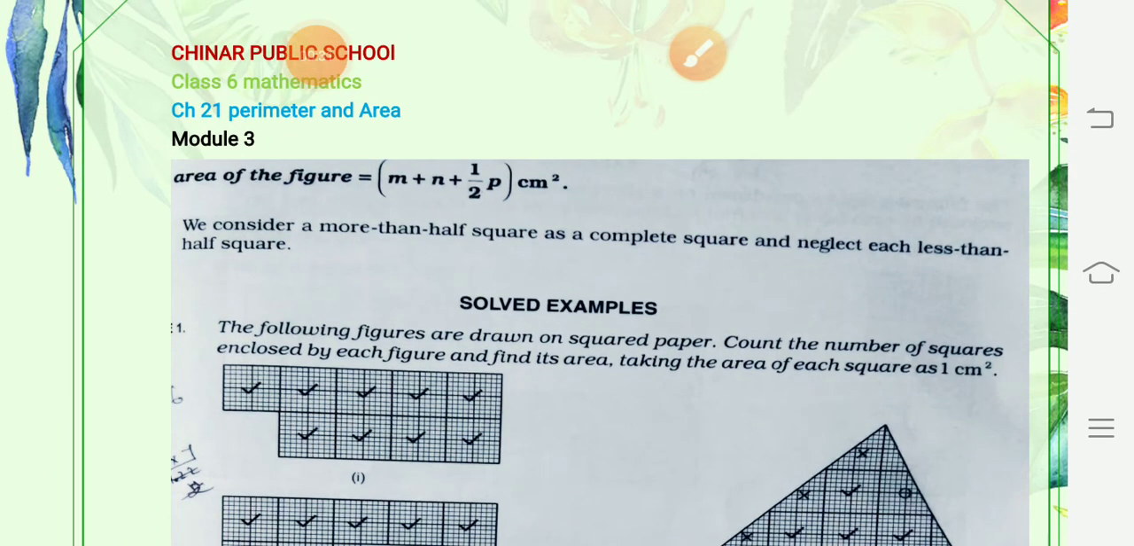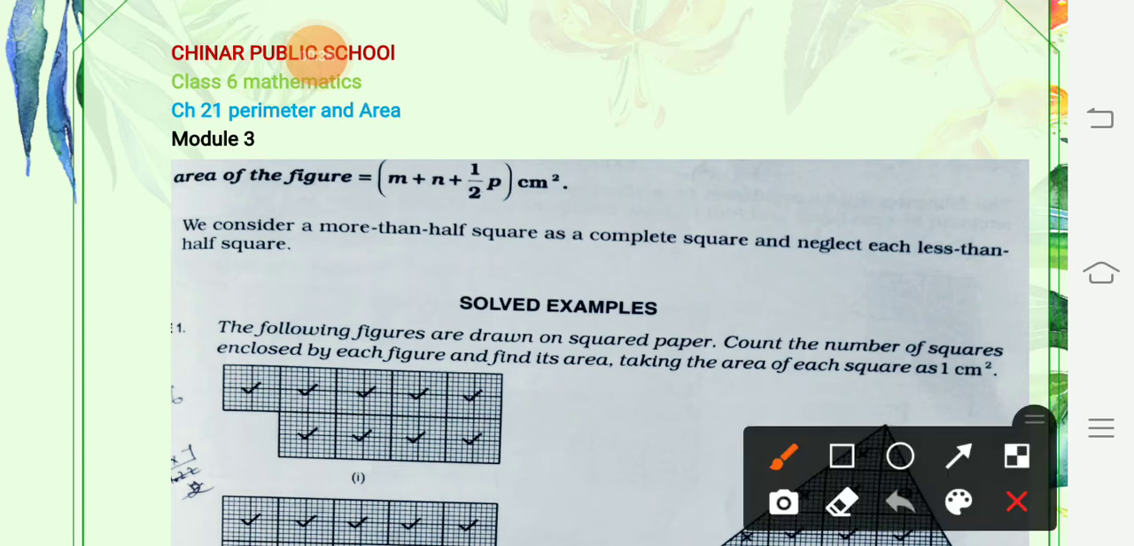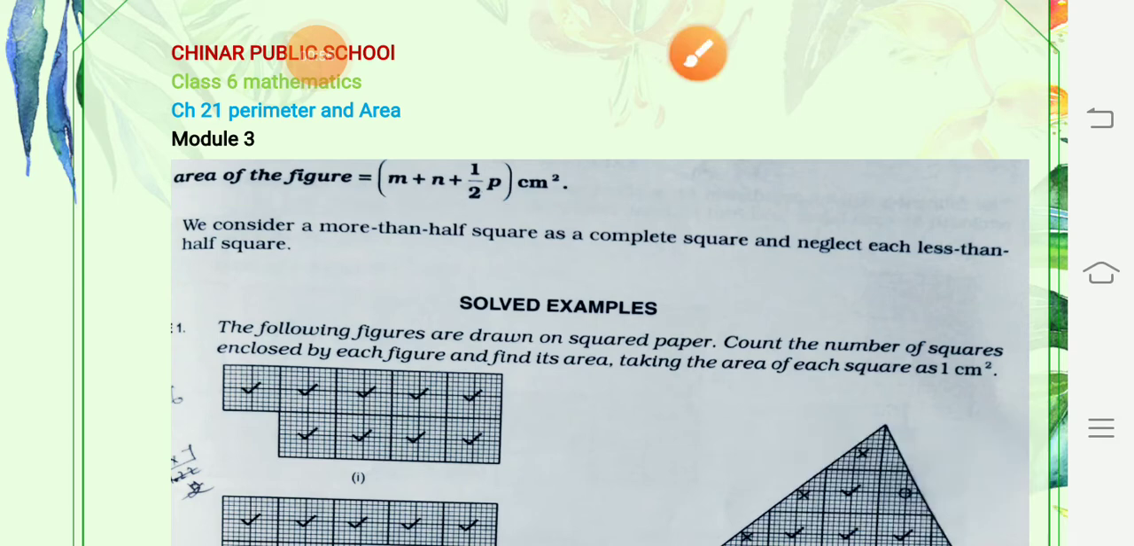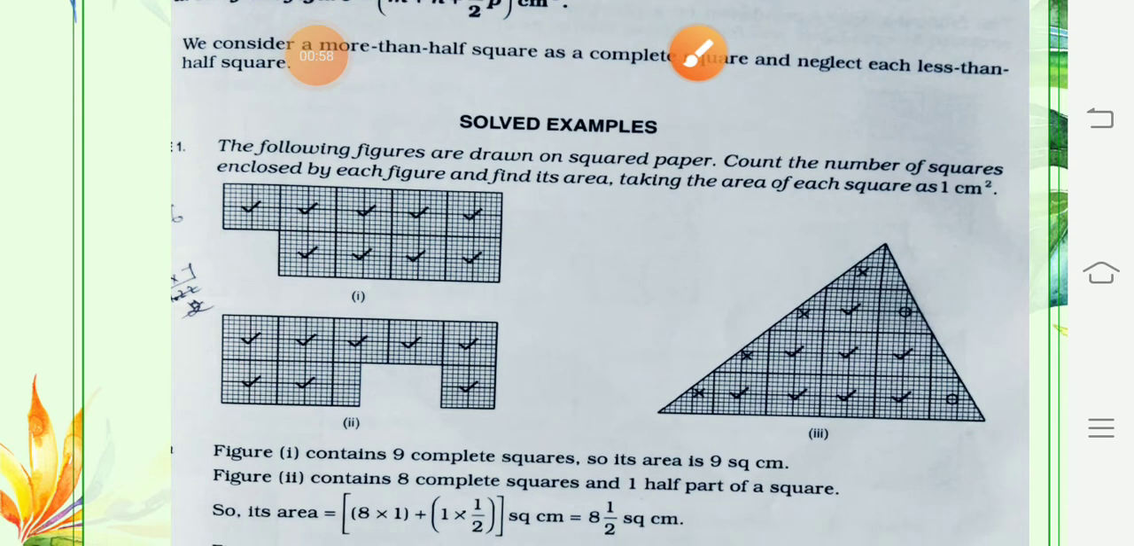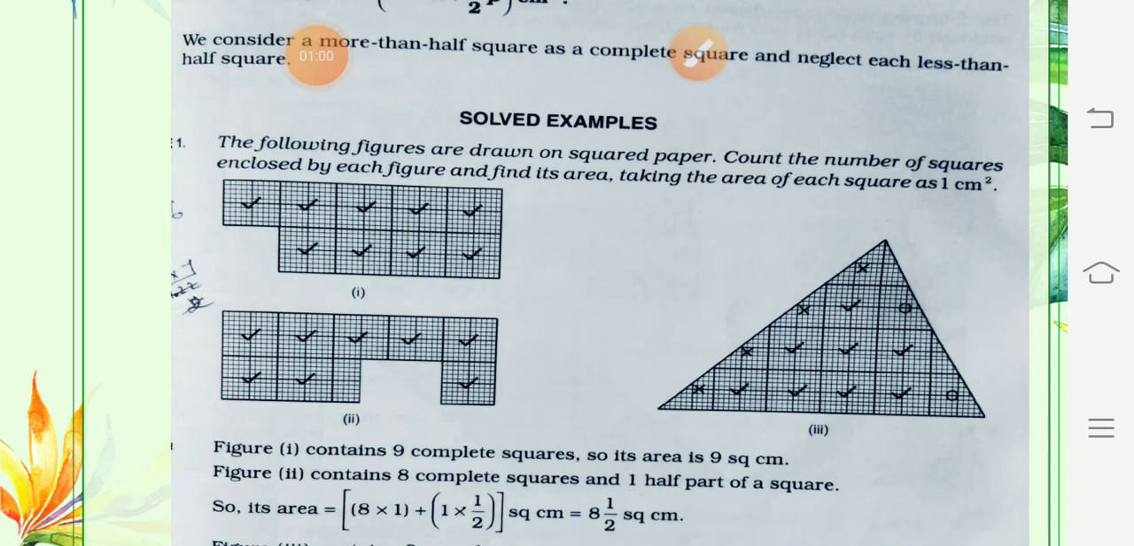So students, to find out the area of these pictures, we have one formula. Area of the figure is equal to m plus n plus half p centimeter square. What is the m here and n here and p here? So I want to tell you, m is the full and complete boxes, n is more than half, and p is the half.